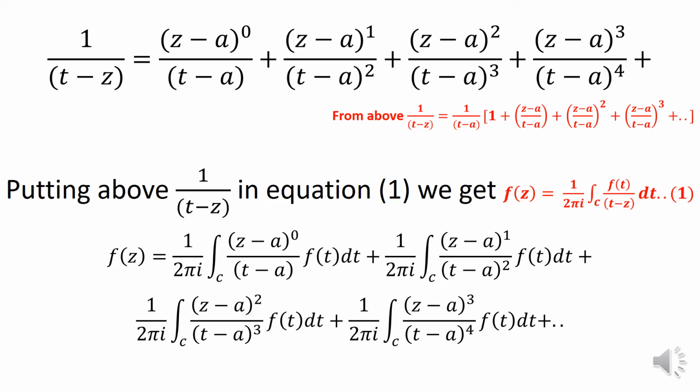Similarly here, 1 by 2 pi i, (z minus a) to the power 1, (t minus a) to the power square now, right? Because we have a square in the second term. At the same time, writing simply f(t) dt will be extra and integration will be there. So 1 by 2 pi i, because I am putting these values here, 1 by (t minus z). So what will happen? Open the bracket, this will be the answer then further.